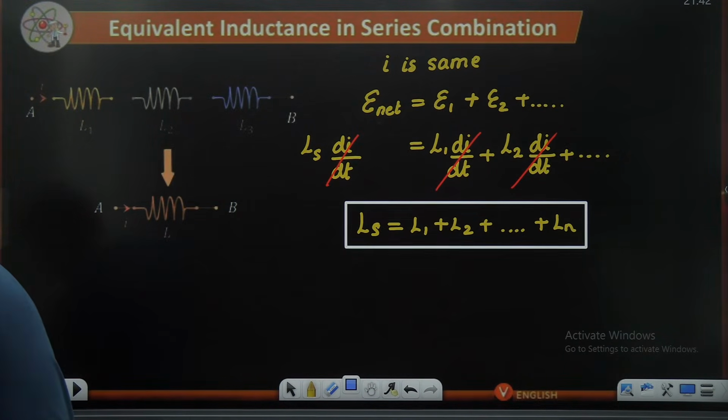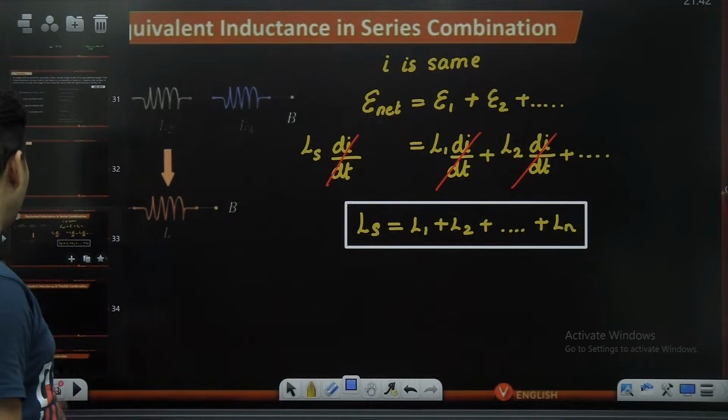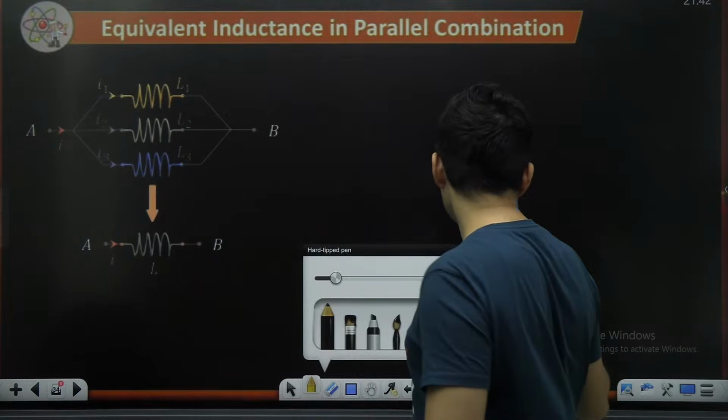Okay, perfect. Okay, amazing, amazing. Great. Now, what if they are in parallel? One can easily guess the answer.